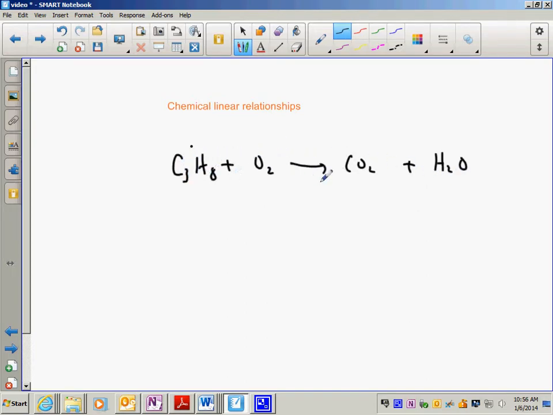Balancing wise, 3 carbons, 8 hydrogens, so 3 carbons gives 3 CO2s, 8 hydrogens gives 4 waters. That's 6 plus 4, which is 10, so I require 5 oxygens here. So one propane molecule combines with 5 oxygen molecules to produce 3 carbon dioxides and 4 waters.